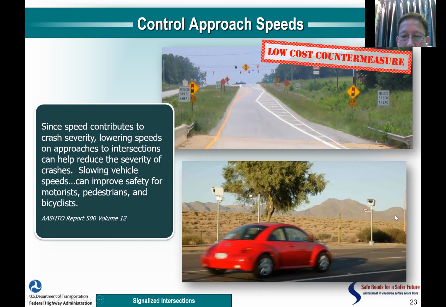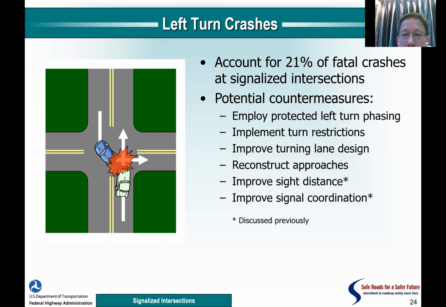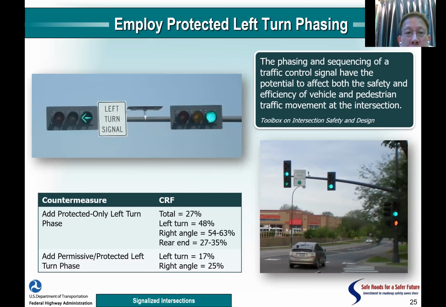The photos below show the red light camera. Left turn lanes account for 21% of fatal crashes. So the countermeasures are those. Okay, yeah, the left turn signal.